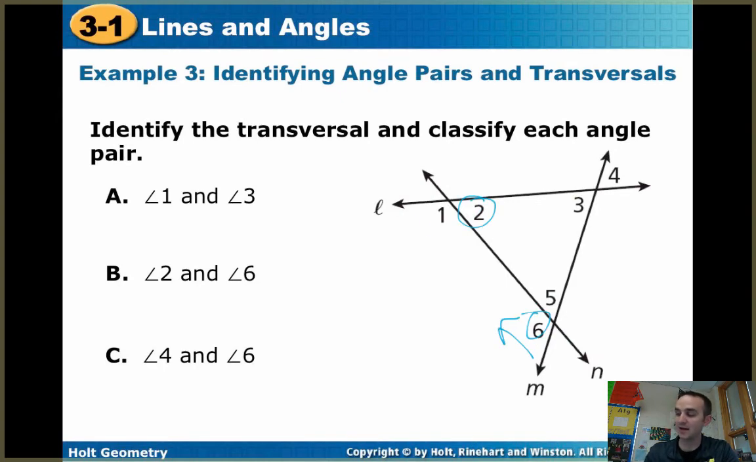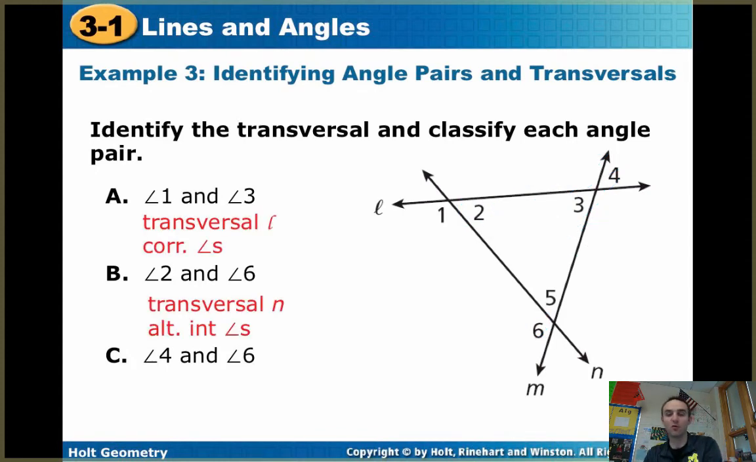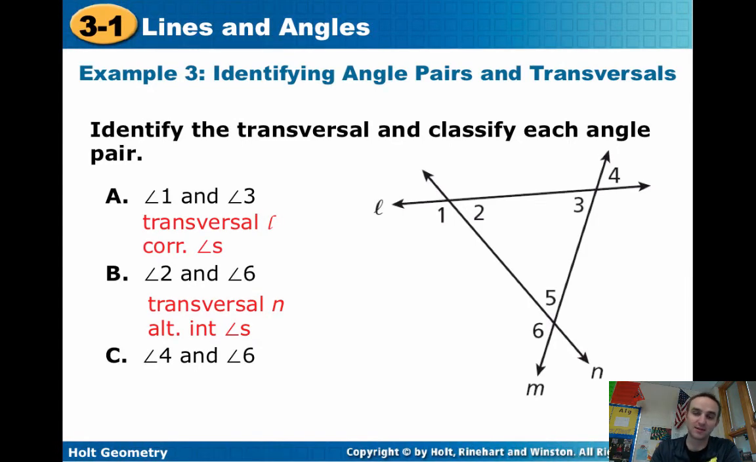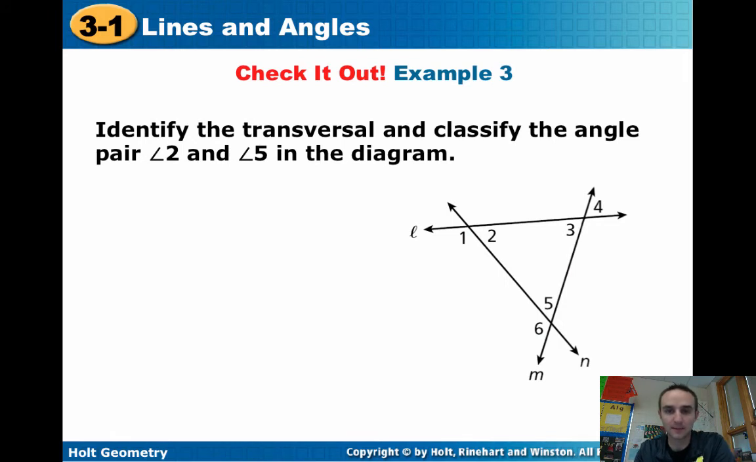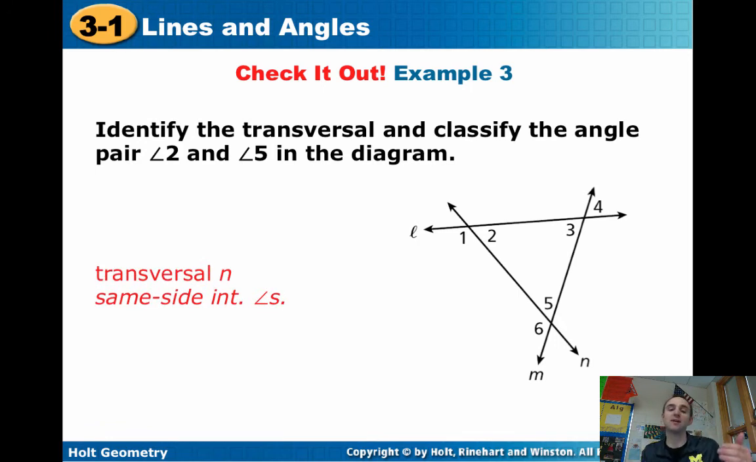They're both inside the two lines, because remember, we're ignoring this. We've got our two lines cut by transversal here. So we're inside our two lines. We're on opposite sides of the transversal. Those would be alternate interior. For letter C, 4 and 6, we are dealing with letter M as the transversal, and those are alternate exterior if we look at 4 and 6. Alternate exterior there. Okay, so try it, pause it, come on back. Okay, for angle 2 and 5, we do have a transversal of N, and then those are same side interior. Inside the two other lines, on the same side of the transversal, same side interior.